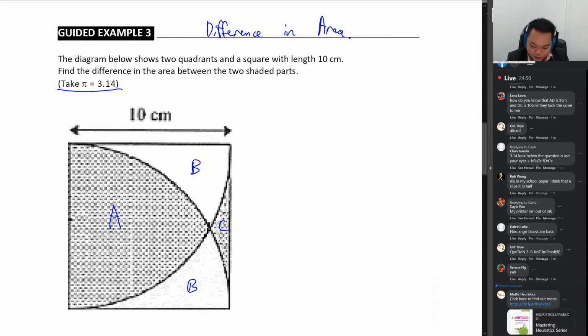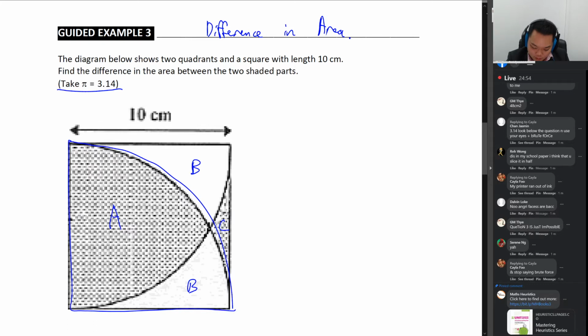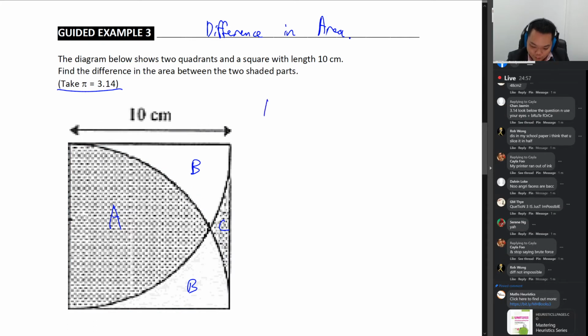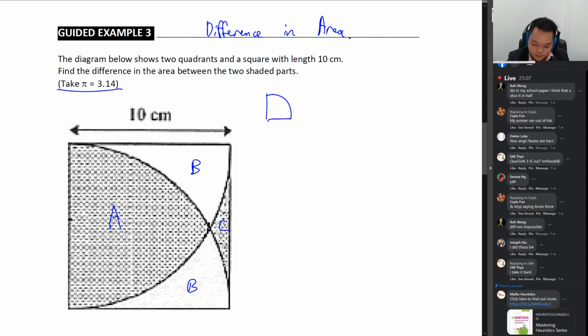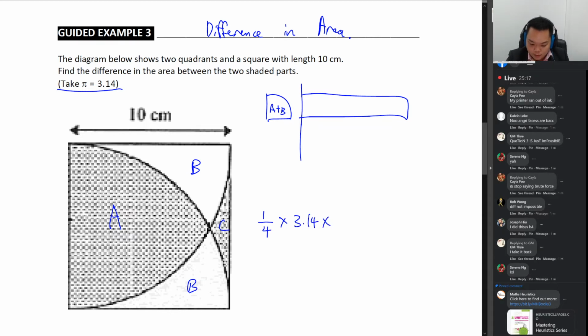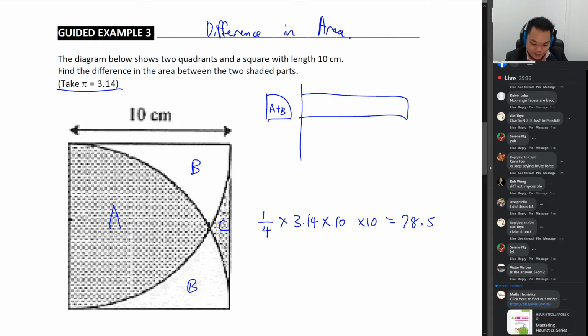So over here, once you got this ready, let's find out whatever that can be found. You have the areas of A plus B over here, which is basically the quadrant. So the quadrant's area can be found rather straightforwardly. It's just 1/4 times pi times radius squared. Its radius will be 10 because this is the center, this is the radius. So this would give you 78.5 cm squared.